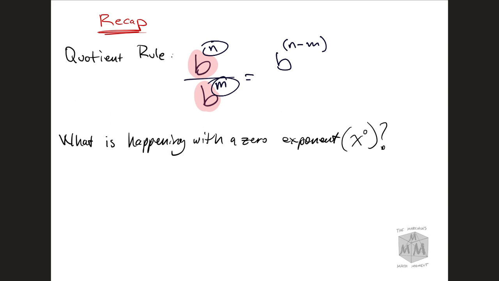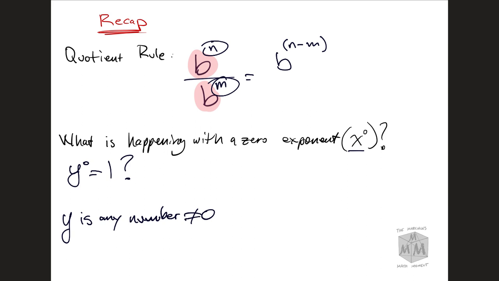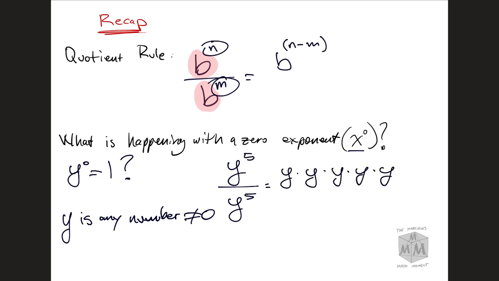So what happened earlier, like I wrote x to the 0 here, but earlier we had y to the 0. And I said, that's the same as 1. Well, how so? Well, let's say y is any number not equal to 0. And we can't have it equal to 0 because it's going to be in our denominator as well. So I'm going to have y to the 5th divided by y to the 5th. Let's write this out in expanded form. That's y times y times y times y times y over y times y times y times y times y.